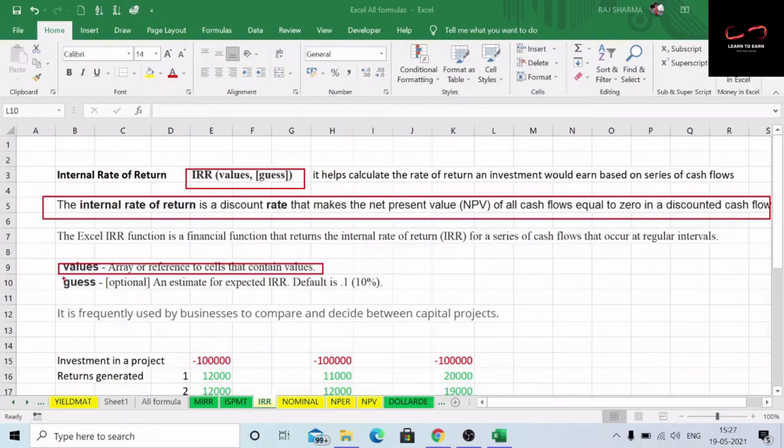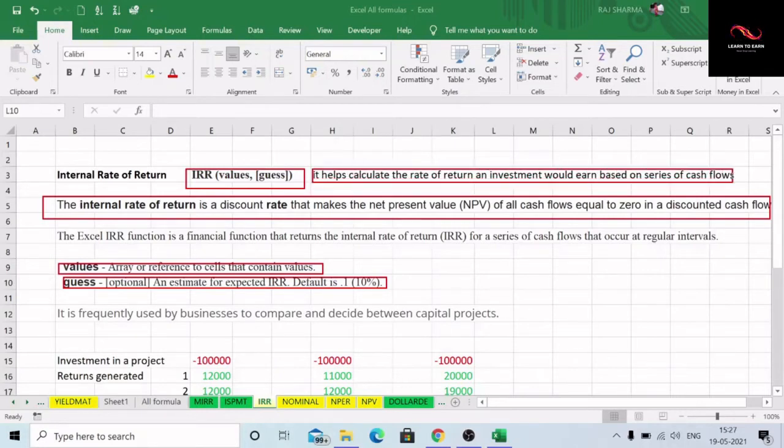The second field is guess. Here you can put your expectation of the internal rate of return. If you don't put anything, then it will take 10% by default. So when the return is worked out, you will get to know whether your estimation is right or not. This internal rate of return helps calculate the rate of return an investment would earn based on a series of cash flows.